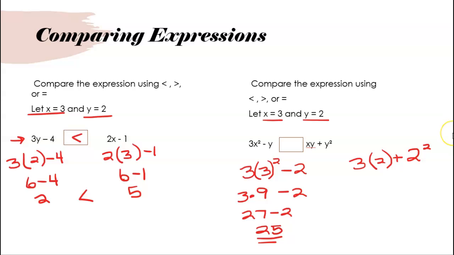Let's do our exponents first. 2 times 2 is 4. 2 squared is 4. Oops. We're going to do plus here. We're going to multiply 3 times 2 is 6. So 6 plus 4 equals 10. So here we have our two values. So we're going to say 25 is greater than 10. So we're going to put the greater than sign right there.